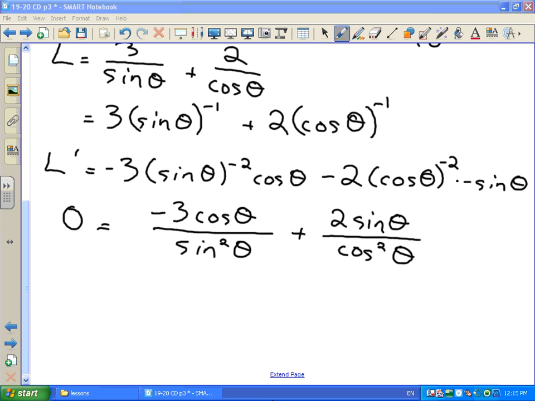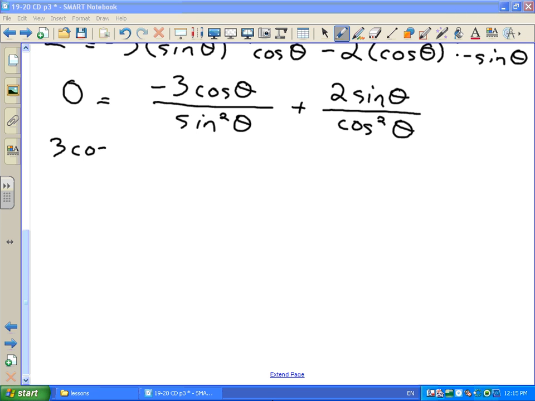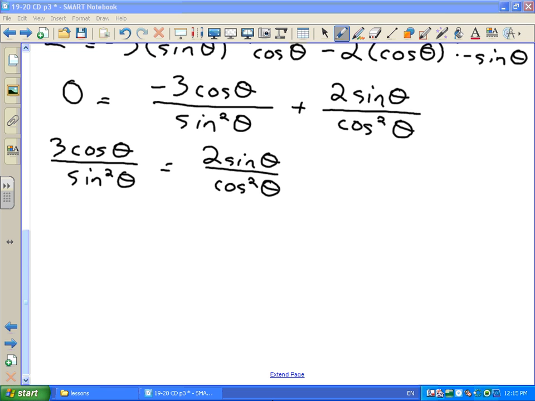To solve this, I can solve it in a very similar way to the way I solved the previous one. I've got one expression that's positive, one that's negative, so I'm going to bring the negative one over to the other side, which is going to give me 3 cos theta over sine squared theta equals 2 sine theta over cos squared theta. And now I'm going to cross multiply, because when I do that, I get all of my cos terms together and all of my sine terms together. 3 cos cubed theta equals 2 sine cubed theta.